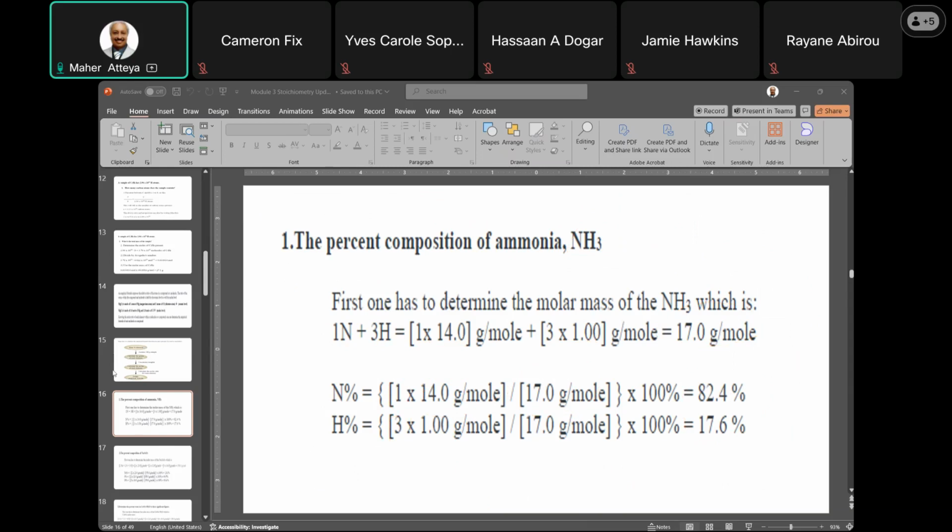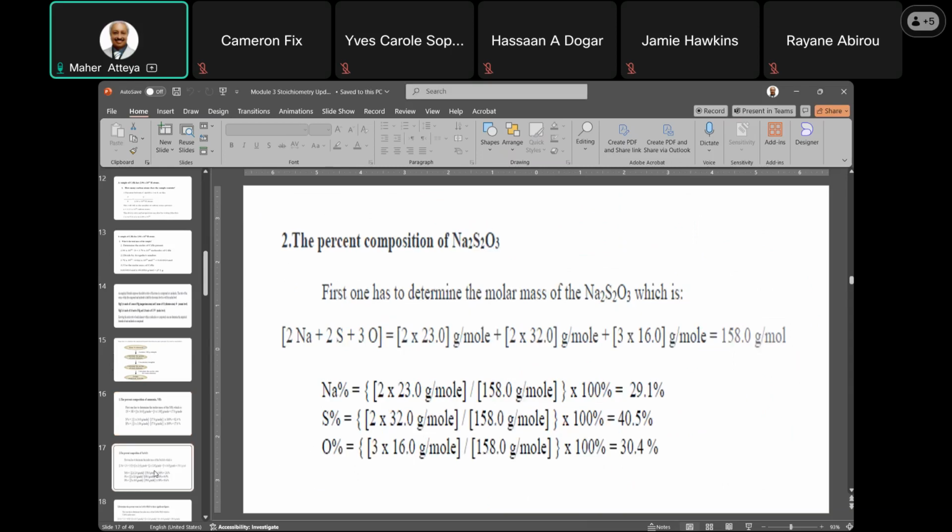And the only thing I just wanted is to put a lot of examples, because that's what you did. Here is another example: sodium thiosulfate. We need to calculate the percentage of each element. Sodium thiosulfate is Na2S2O3. How much sodium percentage is present, how much sulfur percentage is present, and how much oxygen, correct?